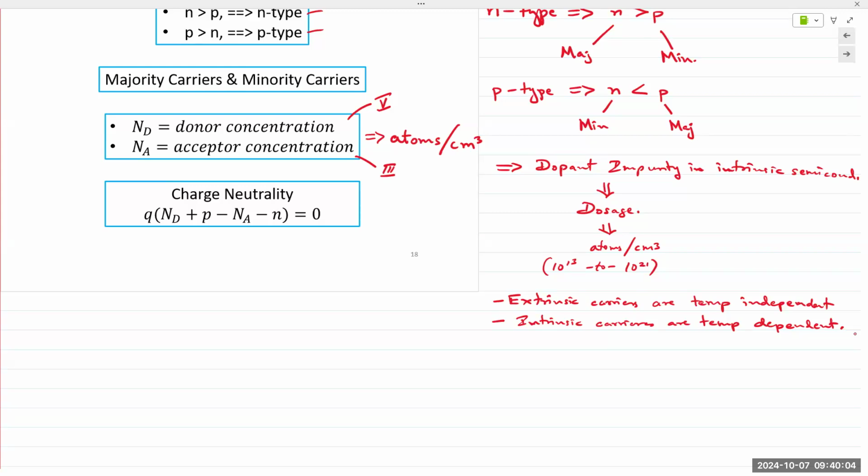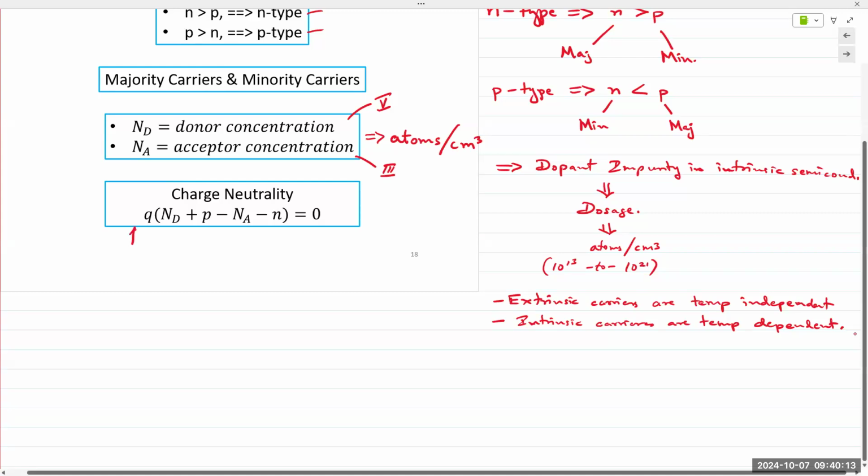And the assumption we make when we want to perform any calculations on this semiconductor material is given by this charge neutrality equation, which states the overall charge will still be neutral.